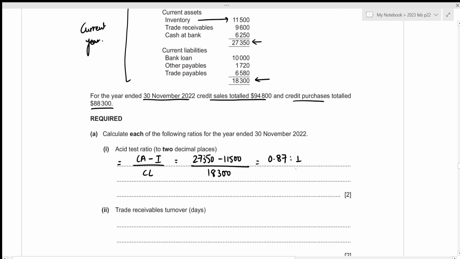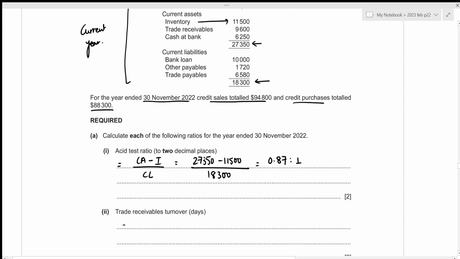Now the second ratio is trade receivables turnover in days. And the formula for this is just going to be trade receivables divided by our credit sales times 365. Now trade receivables is given right here. That's 9,600. We were told that the credit sales total 94,800. Times 365. This results in 36.96, but since we're talking about days, we need to round it off to a whole value. So that's going to be 37 days.